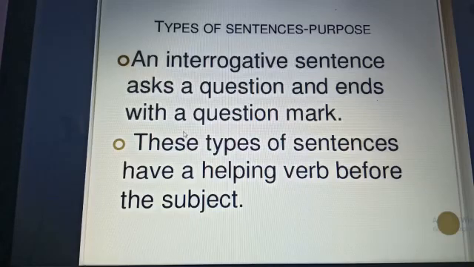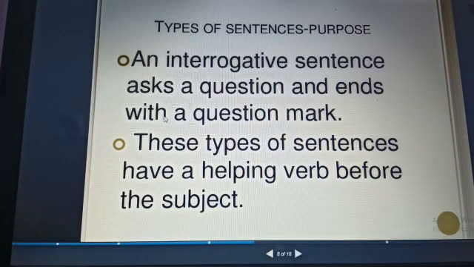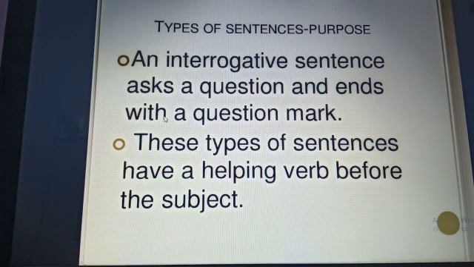An interrogative sentence is the one which asks a question and ends with a question mark. These types of sentences have a helping verb before the subject, or they can also begin with a WH word. For example, what, who, why, where, when, how. So this one is the second category of the sentence, which is an interrogative sentence.